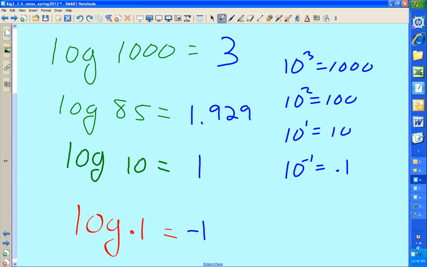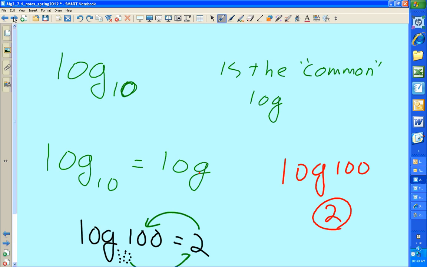So is a log just finding the exponent for something with base 10? No, for this one it is. Bear with me, I got a whole lesson today. All right, a log is an exponent.